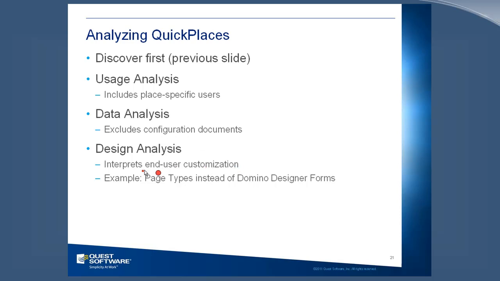Because, like I said, all 1,000 QuickPlaces will have the exact same design. If you look at it in Domino Designer, what you're really going to care about is which places have custom page types in there and custom views defined and so on. So our design analysis will look at all that and present that information. So, for example, instead of showing you the Domino forms that you'd see in Domino Designer, we'll show you page types. And so it's a much more useful way to think about the design of the application.